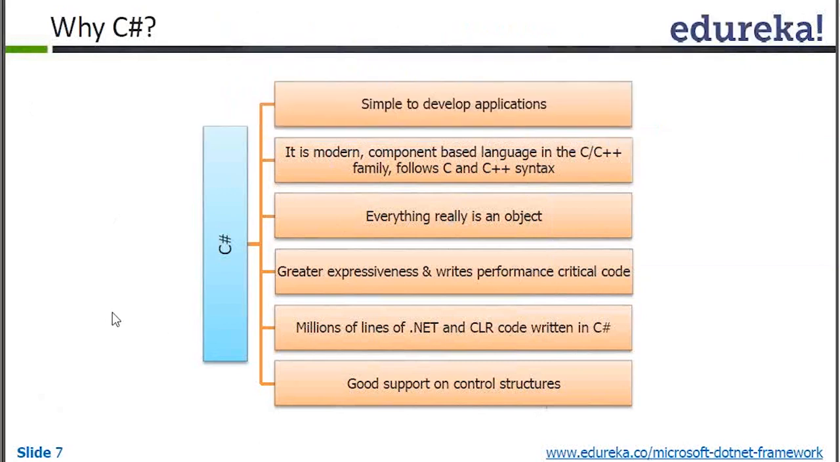It is also expressive and lets you write performance-critical code. It indicates that you can write powerful code which targets anything. Millions of lines of .NET and CLR code are written in C#. That much powerful is C#. C# is a very old language; it came around 1995, 96, and from that time onwards it is very strong even these days. It has good support for control structures. Okay, let's see.